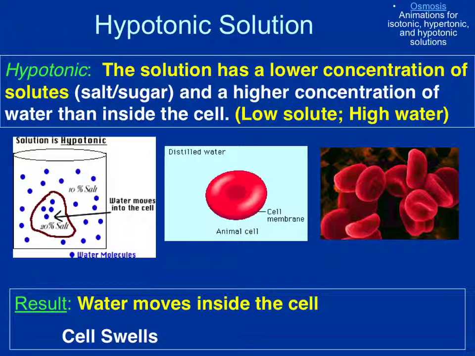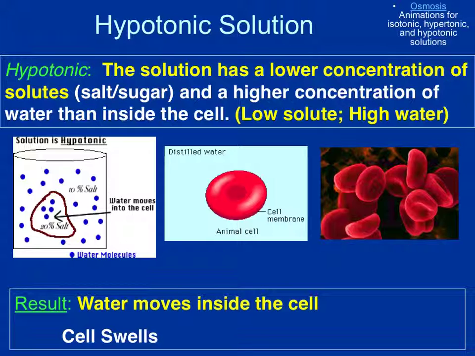So in order to study how osmosis actually works and which direction molecules are going to move, the first thing we want to do is remember that water is always going to move from where there's more water molecules to where there's less water molecules. Whether that's inside or out of the cell, it's always going to move from where there's more water molecules to where there's less water molecules.